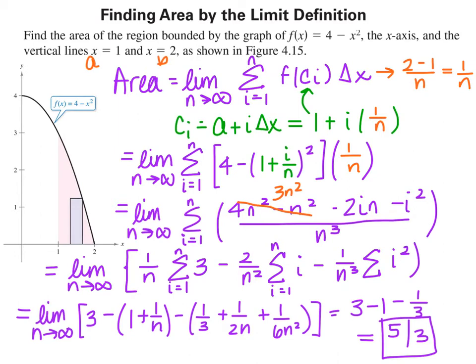So in doing that, I'm left with 3 minus (1 plus 1 over n) minus (1/3 plus 1 over 2n plus 1 over 6n squared). I skipped a little bit of the algebra simplification from this step to this step, but you can fill it in on your own. And when I apply the limit as n approaches infinity, I'm left with 3 minus 1 plus 0 minus 1/3 plus 0 plus 0, which is 3 minus 1 minus 1/3, which, as a simple answer, is 5/3. So the area under this curve from the x-axis and from x equals 1 to 2 is 5/3.